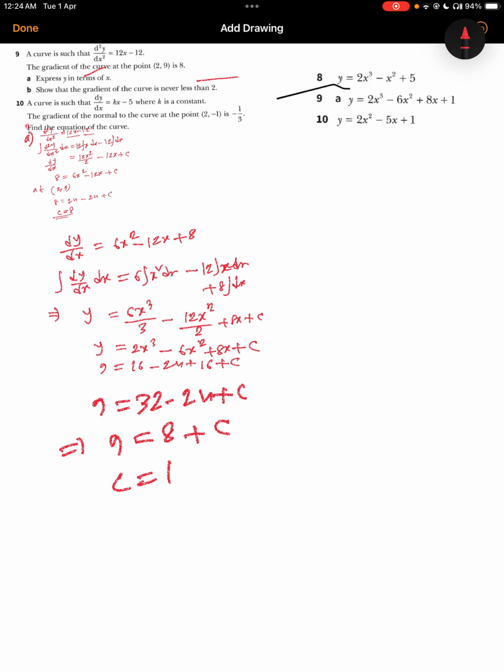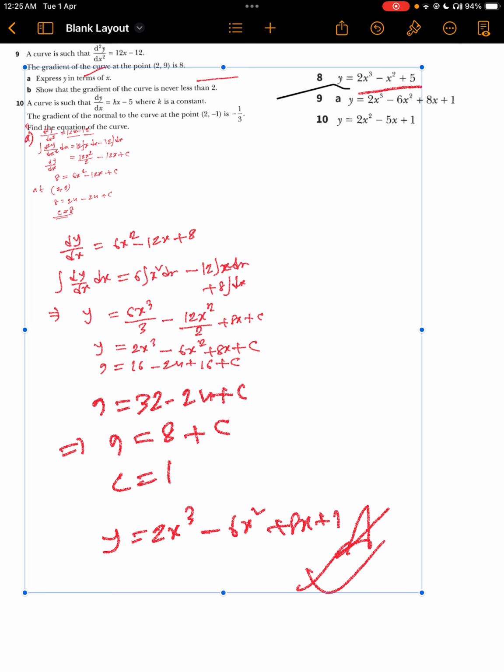If I input the c value 1, the answer doesn't match actually. Oh, I'm sorry guys, I checked the answer for number 8. Oh my god, I'm out of my head. Okay, so 2x cubed minus 6x squared plus 8x plus 1 is the answer. Yeah, it matched. When you are feeling down, you think the answer won't match, but it actually matched.